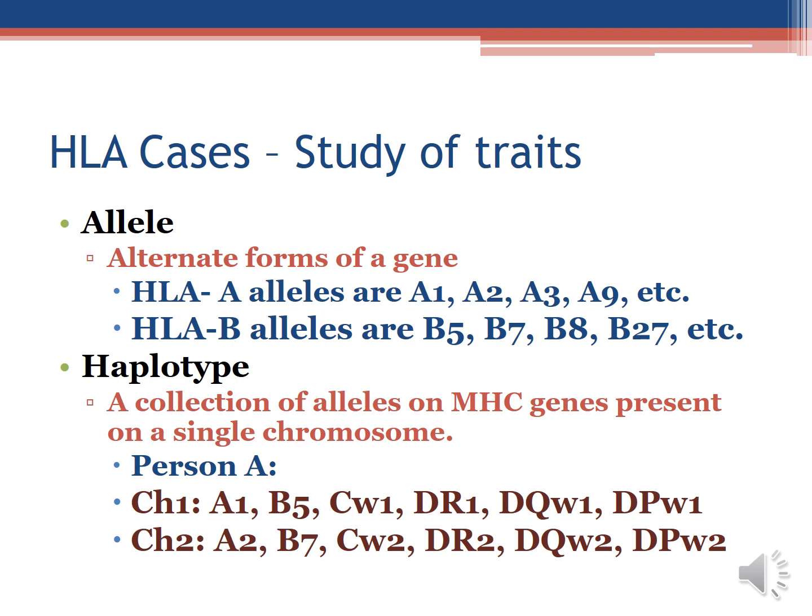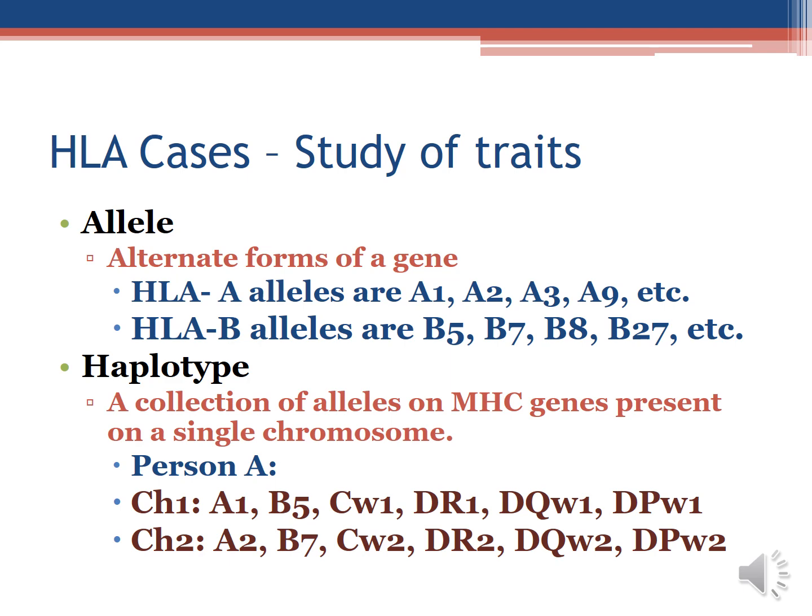So we know that alleles are alternate forms of the same gene. A couple of examples would be our HLA-A alleles would be A1, A2, A3, A5, etc. B alleles would be B7, B5, B8, B27, etc., etc.